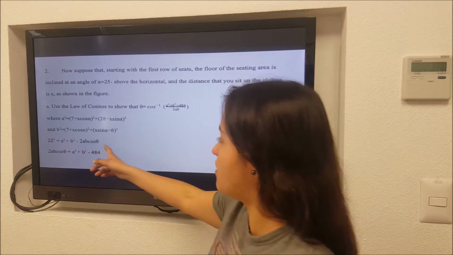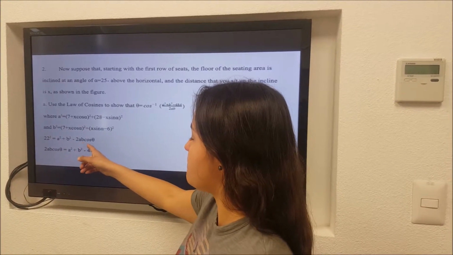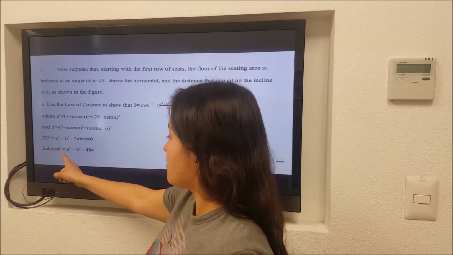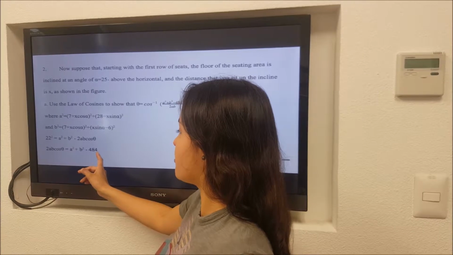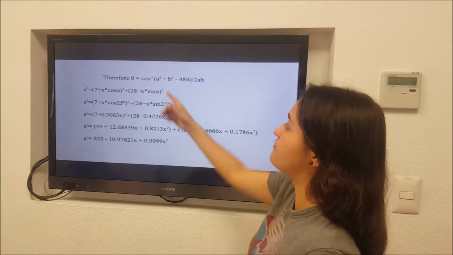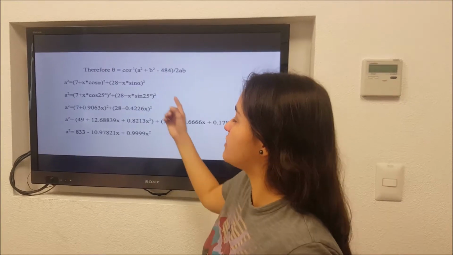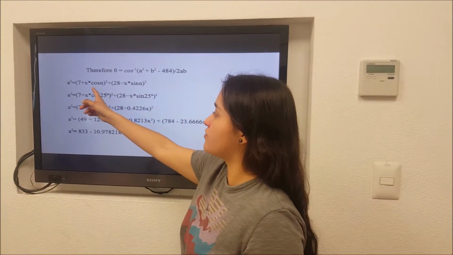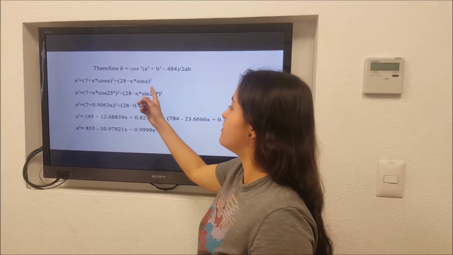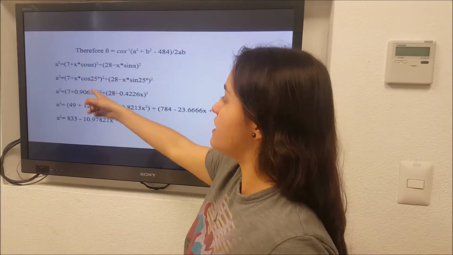So using the law of cosines, we get that 22 squared equals a squared plus b squared minus 2ab cosine of theta. So we have to leave 2ab cosine of theta alone, which equals a squared plus b squared minus 484. Therefore, theta equals inverse cosine of a squared plus b squared minus 484 over 2ab. And as the problem told us, we have that a squared equals (7 plus x cosine of alpha) squared plus (28 minus x sine of alpha) squared. And we have that alpha equals 25 degrees.